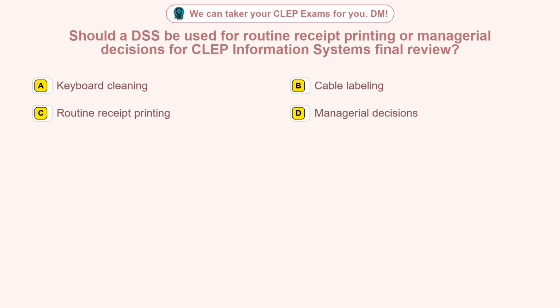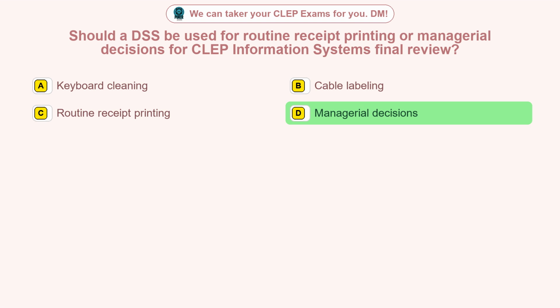Question 8. Should a DSS be used for routine receipt printing or managerial decisions for CLEP Information Systems final review? Option A. Keyboard cleaning. Option B. Cable labeling. Option C. Routine receipt printing. Option D. Managerial decisions. The correct answer is option D.